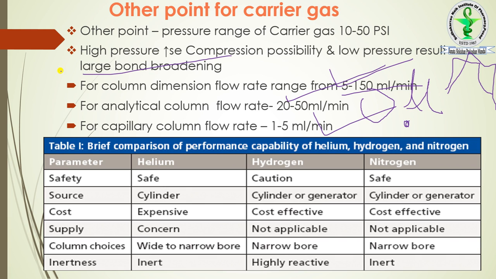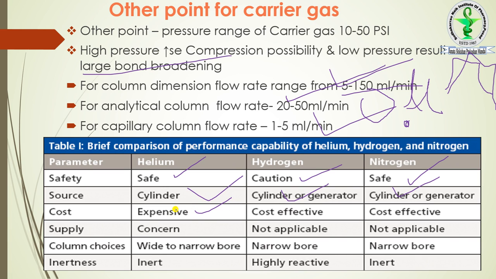There are various parameters like safety. Helium is safe, hydrogen requires caution, nitrogen is safe. Helium we have to store in a cylinder. Hydrogen can be kept in a cylinder or generator, and nitrogen we can generate. As I told you, nitrogen is the most common in industry. Whenever we enter industry and see any kind of gas chromatography, generally nitrogen is the gas that we are using.